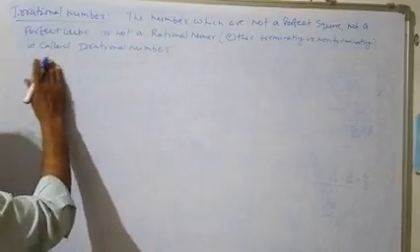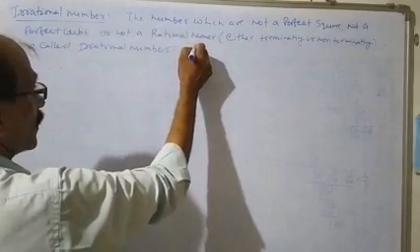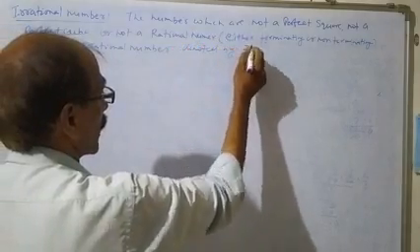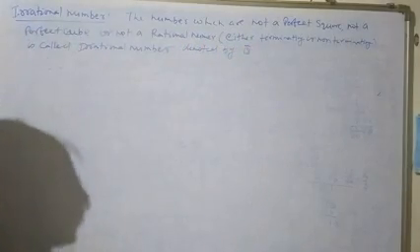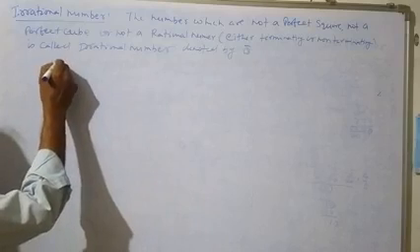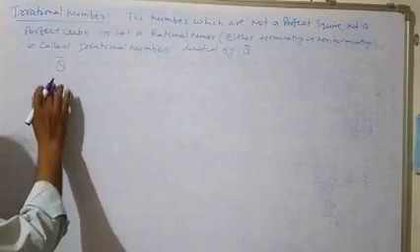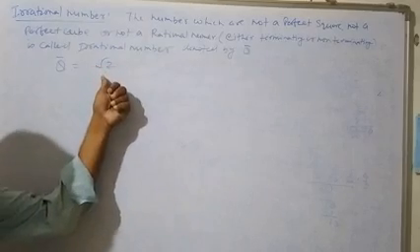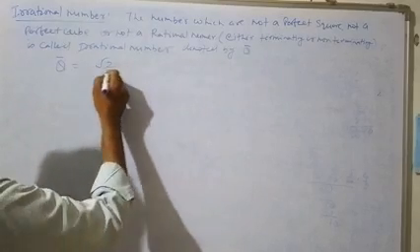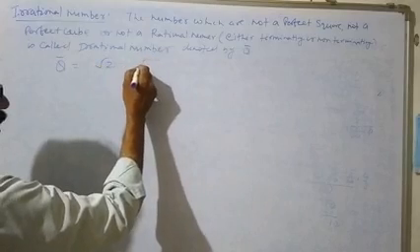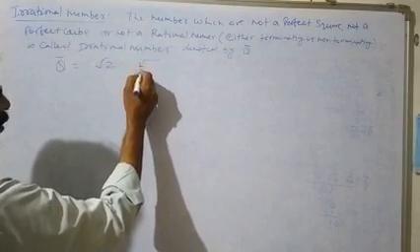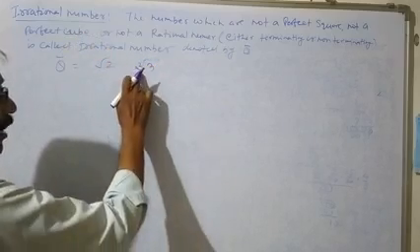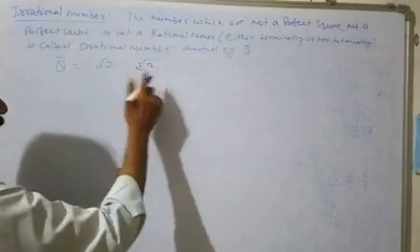Example, denoted by Q bar. So we write the symbol of irrational number Q bar is equal to root 2. Root 2 is not a perfect square. Here is the square root. We can also write the square root of 3. This is also a square root.